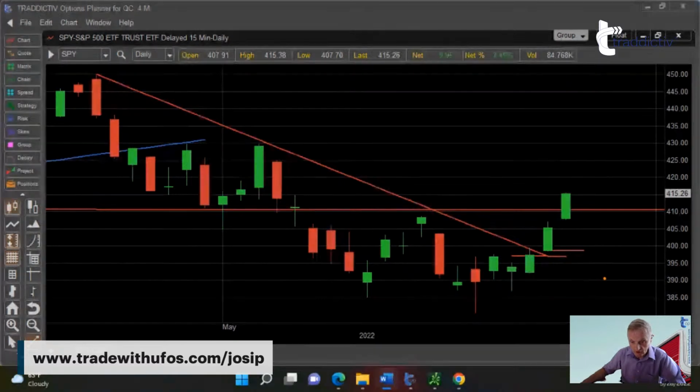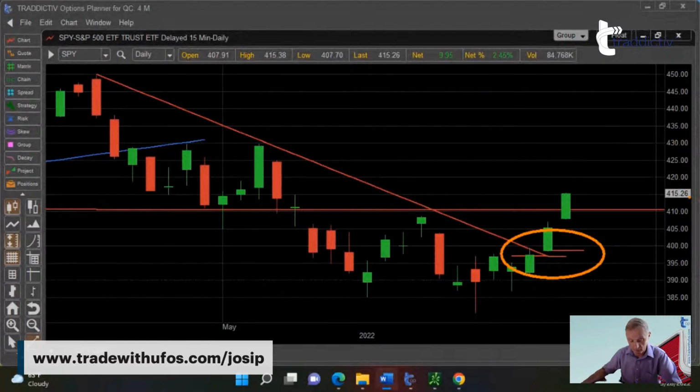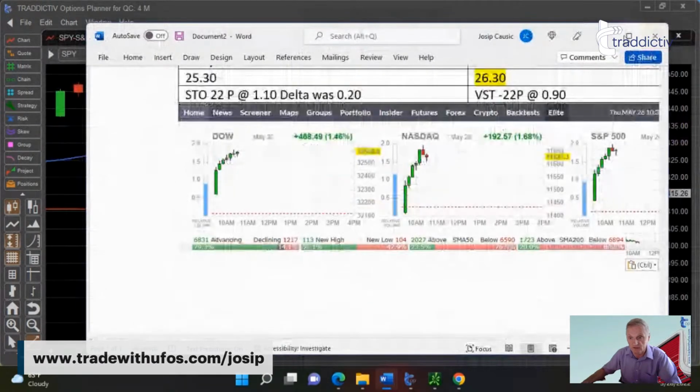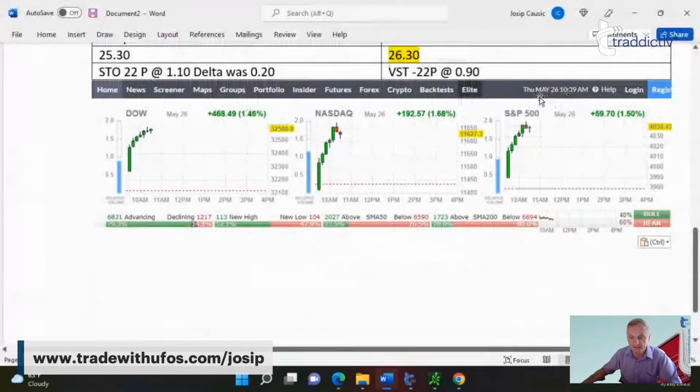You may not have the recollection of what has taken place, but I'm looking at the FinViz all the time and taking snapshots. Here it is, that May 26th, Thursday morning. Did the price action leave the gap or did it not?